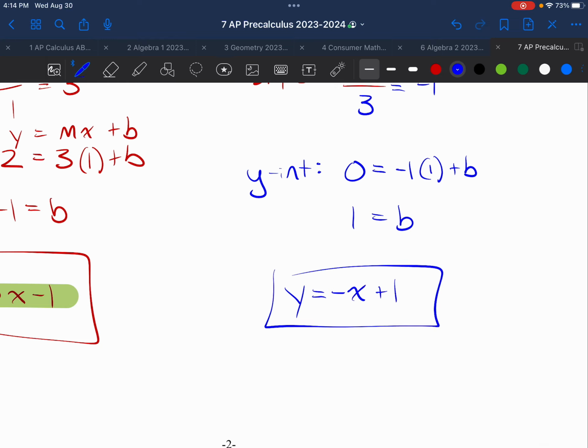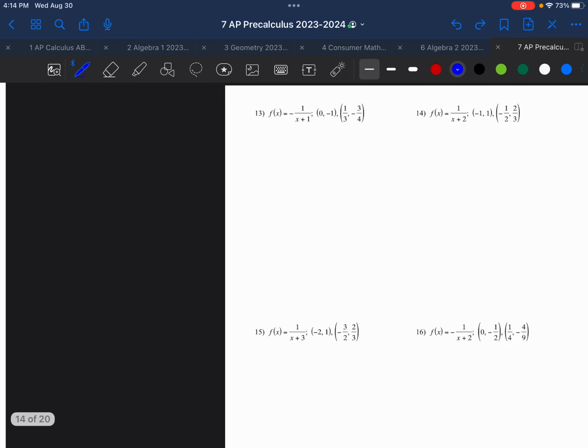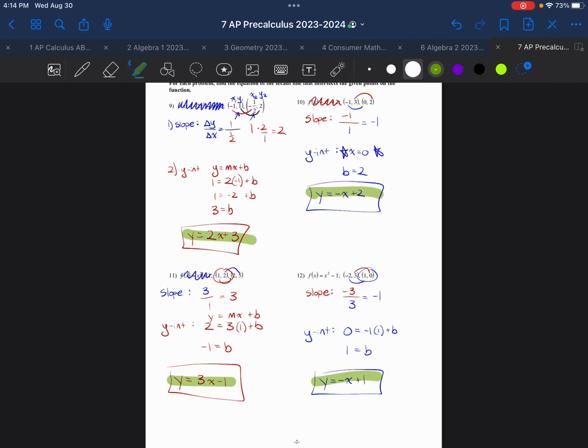So let's see. Y equals -x plus 1. -x plus 1. Indeed, I have it. So I can go ahead and highlight you in green. And moving on to number 13.